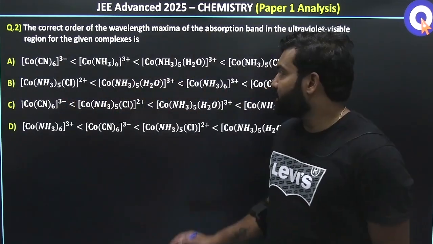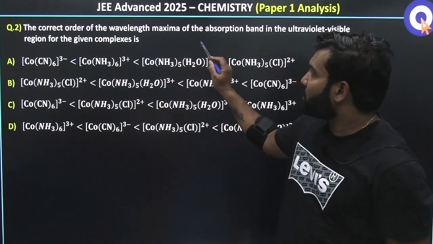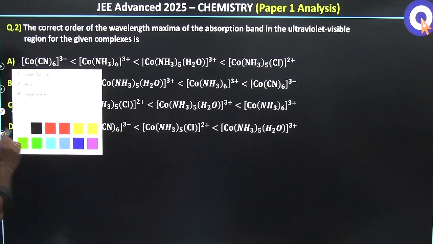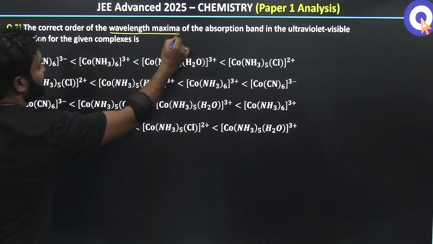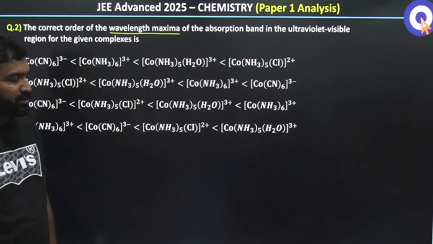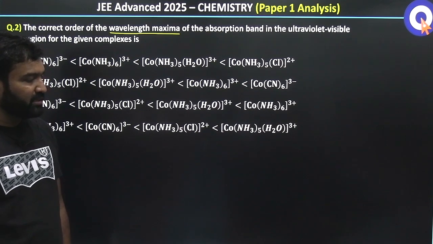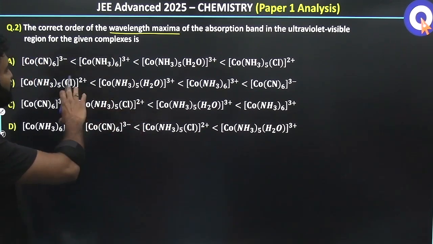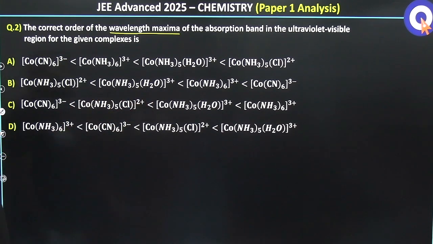What exactly is he asking here? The correct order of wavelength maxima. As we know, this question is from CFT, crystal field theory, right. So he is asking for the maximum wavelength out of all these complexes, and he is asking us to write in increasing order, right.